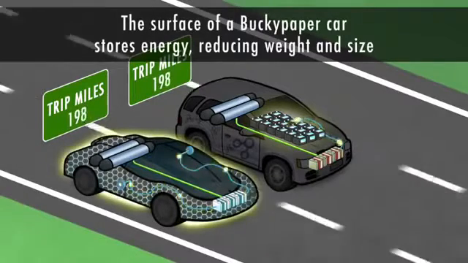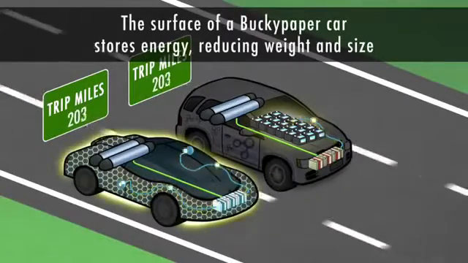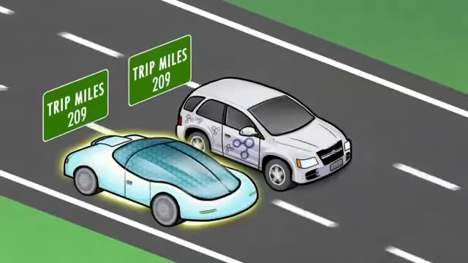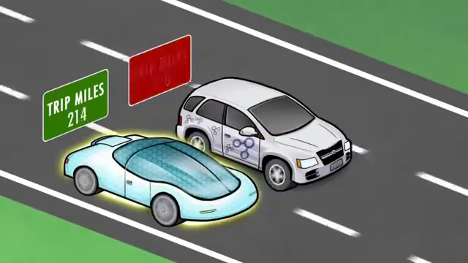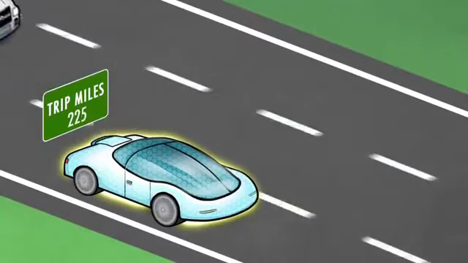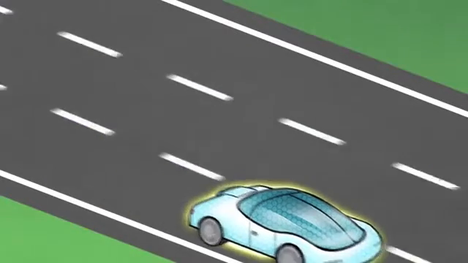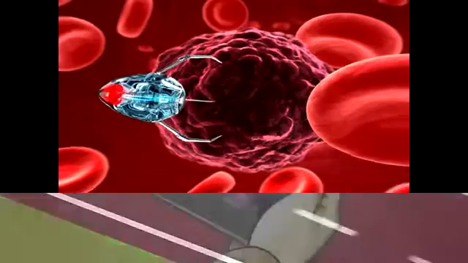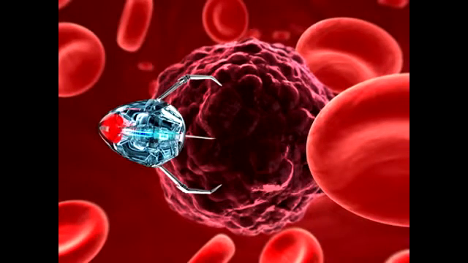And you can see the surface of the car. You can actually store energy within the surface of the car. And Bucky paper can also be used to store data. As you can see here, the other cars are starting to back off now, but the Bucky paper one just keeps going. And another great application of nanotechnology is in nanomedicine, because people can build little tiny microscopic robots that can get injected into your bloodstream and do like get rid of blood clots or viruses.